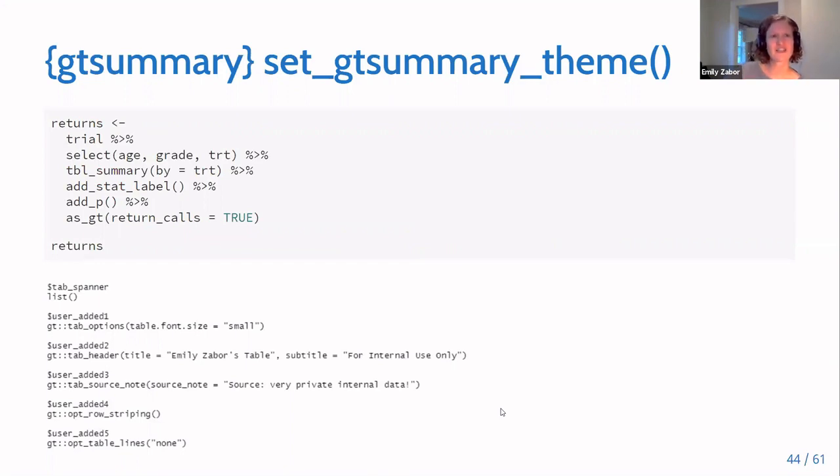If you create your table, so here I've made a table called returns, and the last row here, I've piped to as_gt and said return_calls equals true. If you then print out that object, you'll see what the names of these arguments need to be. So you don't have to guess at those either. So that's just a way to see how to customize these different arguments.